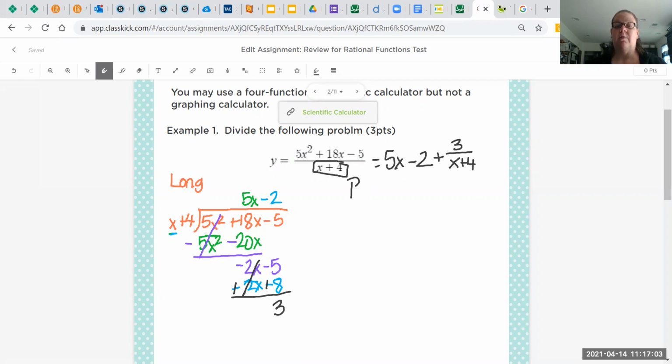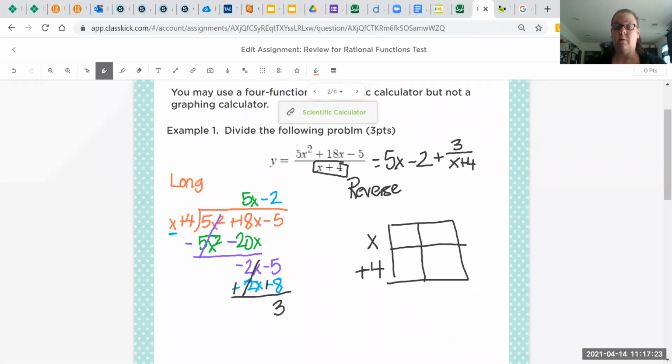All right, now if I do reverse box, that means I'm going to put x plus 4 on the side. I'm going to do my box, and remember the box is saying I want to get the numerator inside the box. A lot of you are putting this number on the outside of it. We don't want to put the number on the outside.